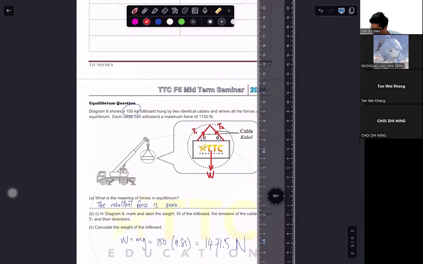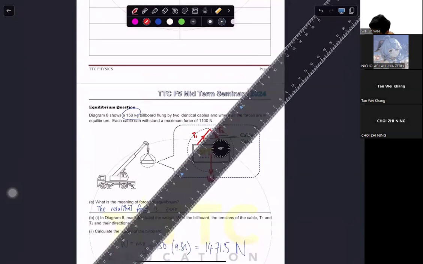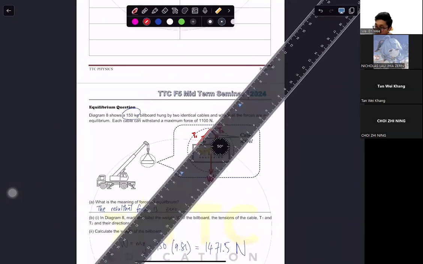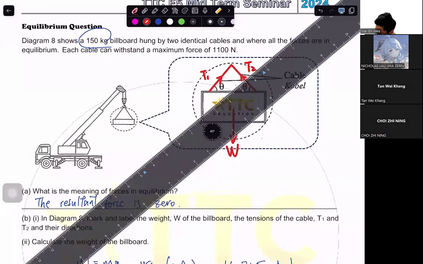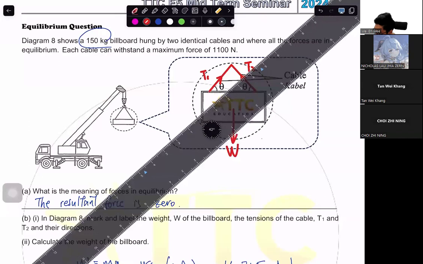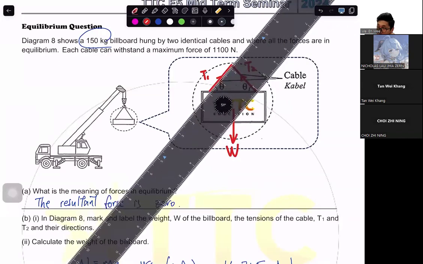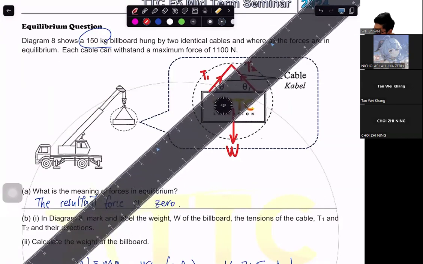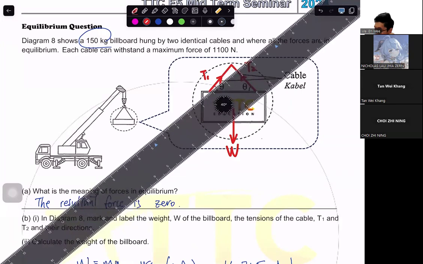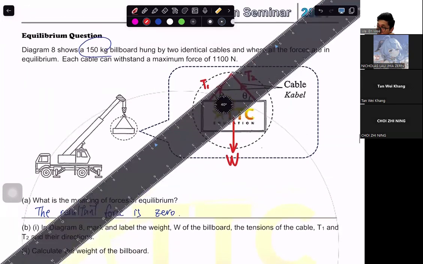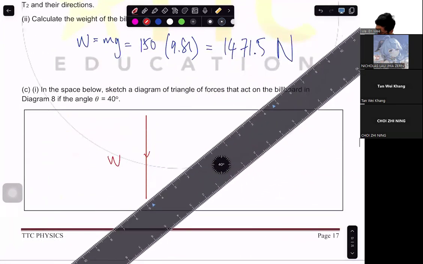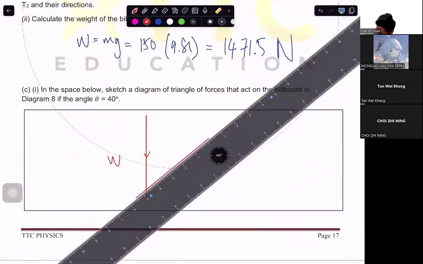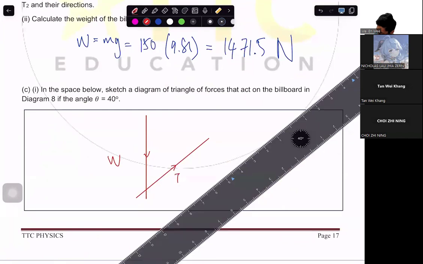Then I have T. They say the angle of T1, T2 is 40 degrees, so I should be drawing 40 degrees like that. Even though I'm supposed to match T like that, because they never draw properly, I will put 40 degrees. I'll use my protractor to measure 40 degrees. This is T1, so I just move it down here and draw T1 like that.